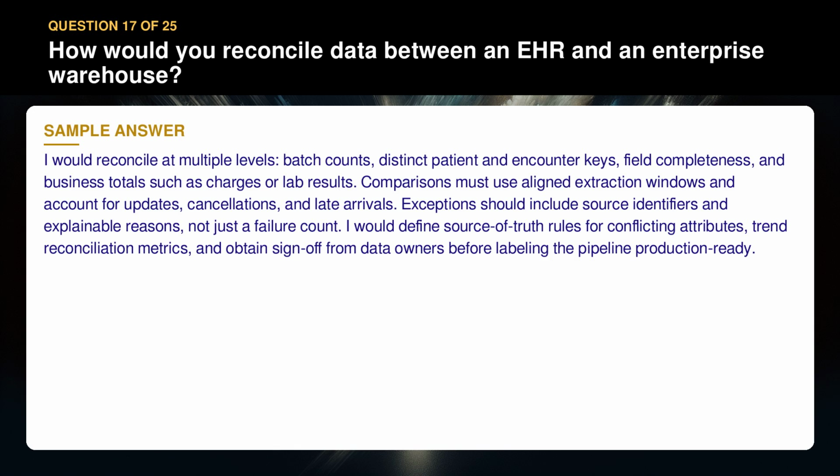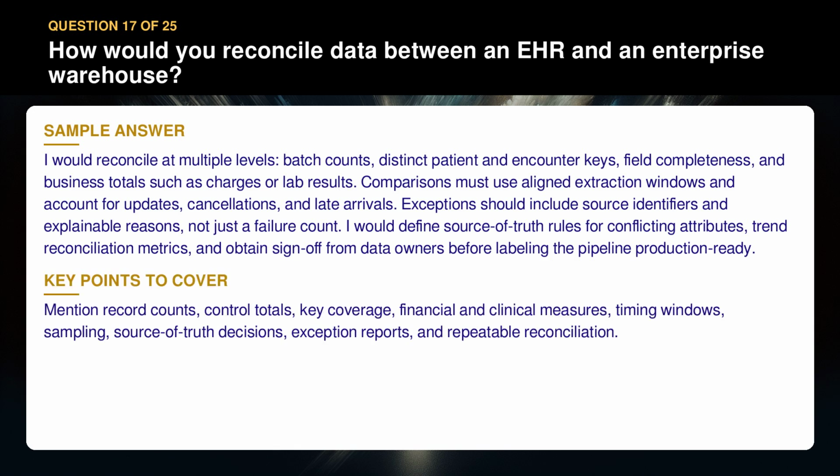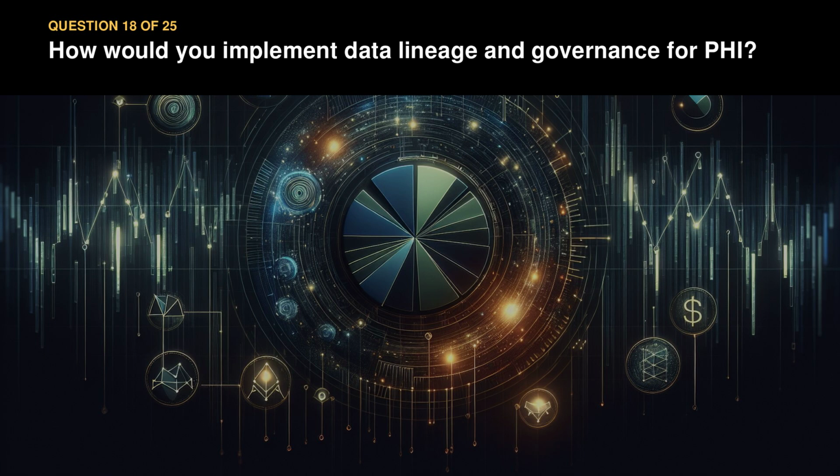I would define source of truth rules for conflicting attributes, trend reconciliation metrics, and obtain sign-off from data owners before labeling the pipeline production ready. Mention record counts, control totals, key coverage, financial and clinical measures, timing windows, sampling, source of truth decisions, exception reports, and repeatable reconciliation.